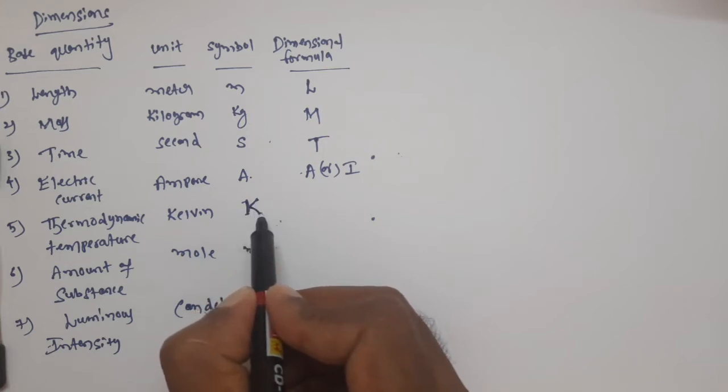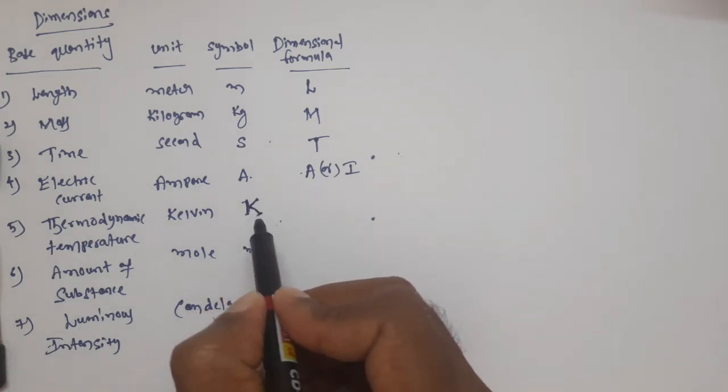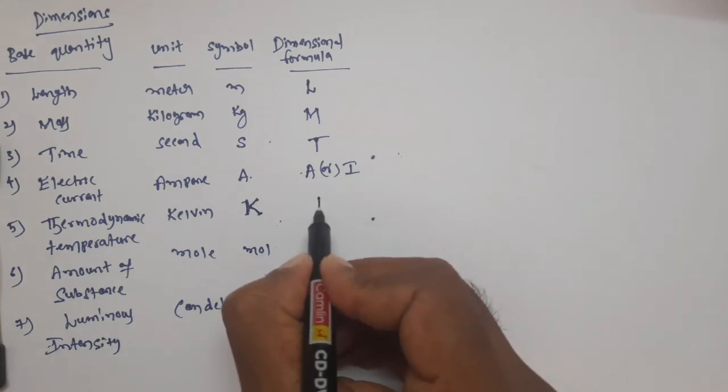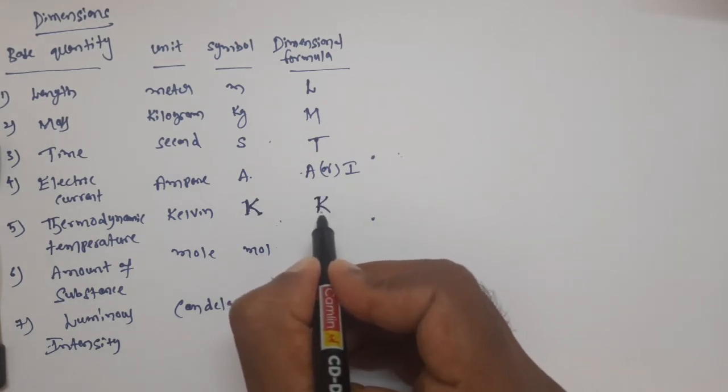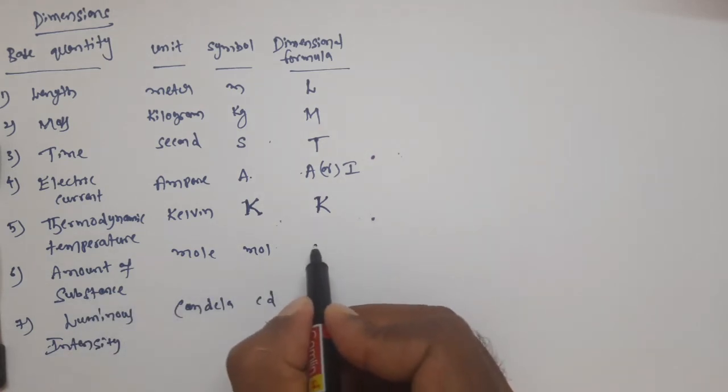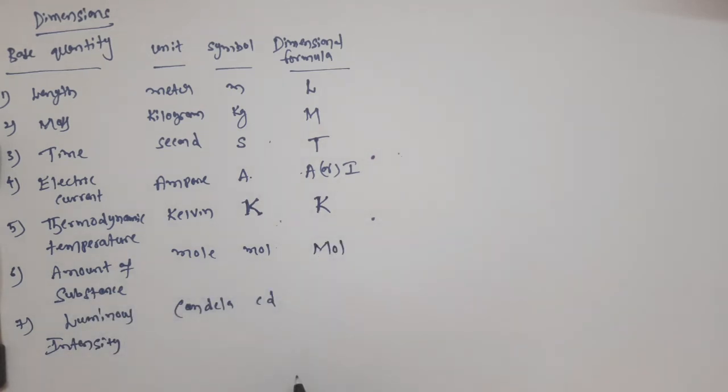That's why for temperature we are not supposed to write small k, it must be capital K. And the dimensional formula for temperature is also capital K. For amount of substance, the dimensional formula is MOL, and the dimensional formula for luminous intensity is CD. Just now I explained to you.